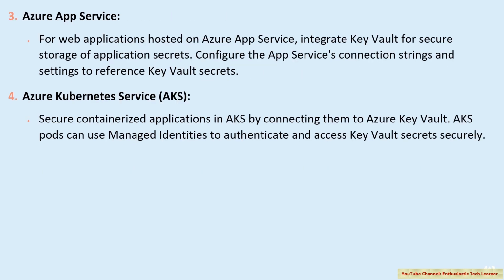Azure App Service. For web applications hosted on Azure App Service, integrate Key Vault for secure storage of application secrets. Configure the App Service's connection strings and settings to reference Key Vault secrets. Azure Kubernetes Service (AKS). Secure containerized applications in AKS by connecting them to Azure Key Vault. AKS pods can use managed identities to authenticate and access Key Vault secrets securely.